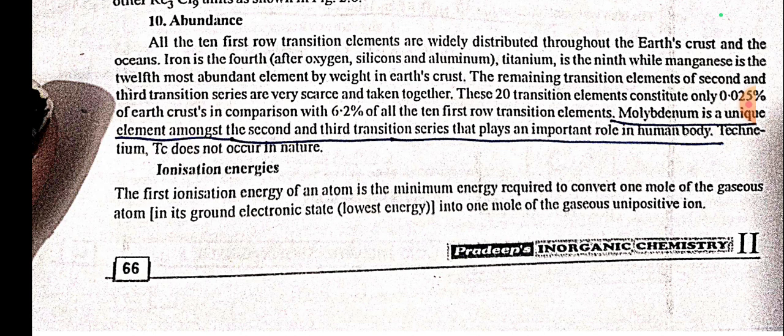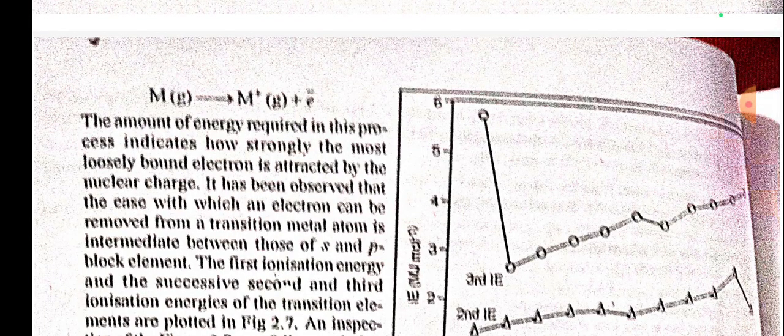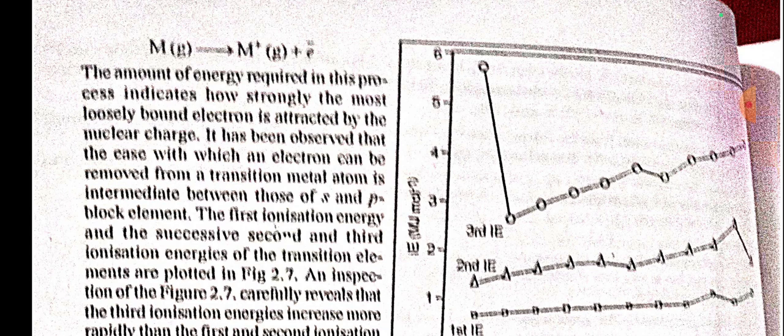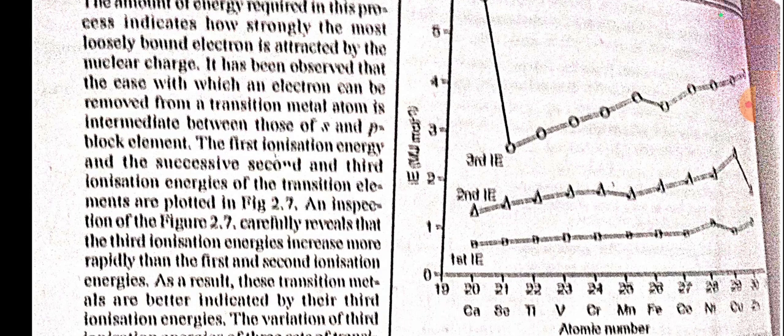Ionization energy. The first ionization energy of an atom is the minimum energy required to convert 1 mole of gaseous atoms into 1 mole of gaseous unipositive ions, M gives M+ plus an electron. The amount of energy required in this process indicates how strongly the most loosely bound electron is attached by the nuclear charge. It has been observed that the ease with which an electron can be removed from a transition element metal atom is intermediate between those of s and p block elements.